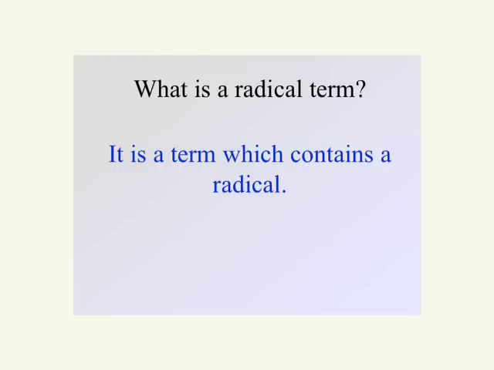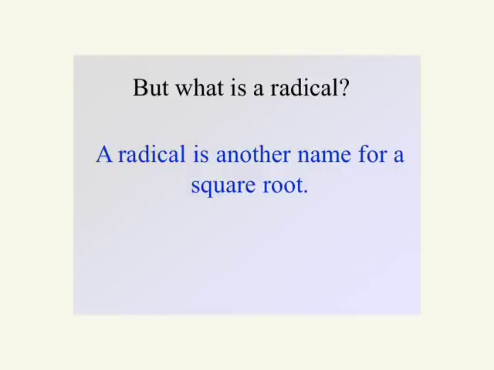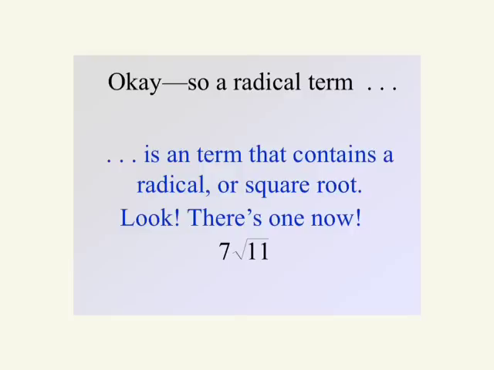Now, when I say the title Combining Radical Terms, many of you probably think to yourself, well, what is a radical term? A radical term is a term which contains a radical. Now, that definition may not help you much because you may not understand what is a radical. So let's go ahead and clear that up. A radical is another name for a square root. So in other words, what we're going to be doing today is combining terms that have square roots. So here we have an example of a radical term, 7 radical 11, or in other words, 7 times the square root of 11. That would be an example of a radical term.